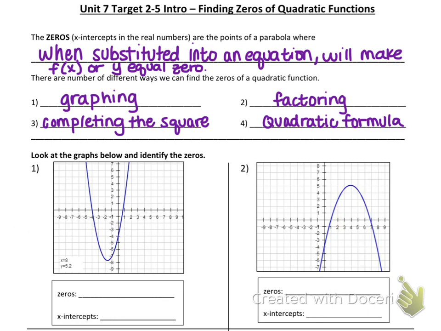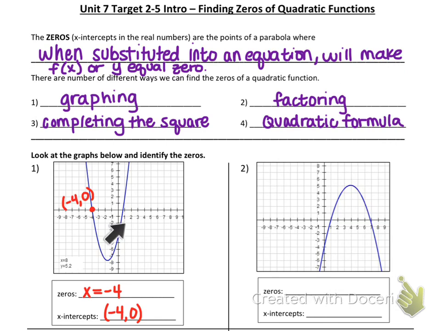So this blue curve, this parabola, is crossing the x-axis at 2 points. Our first one is at the ordered pair (-4, 0). So the 0 is the x value of the x-intercept. So our zero is x equals -4. That represents a solution because if we were to substitute that into the equation that corresponds to this graph, our y value would be 0. So we can take that zero and write it as its x-intercept, which is (-4, 0).